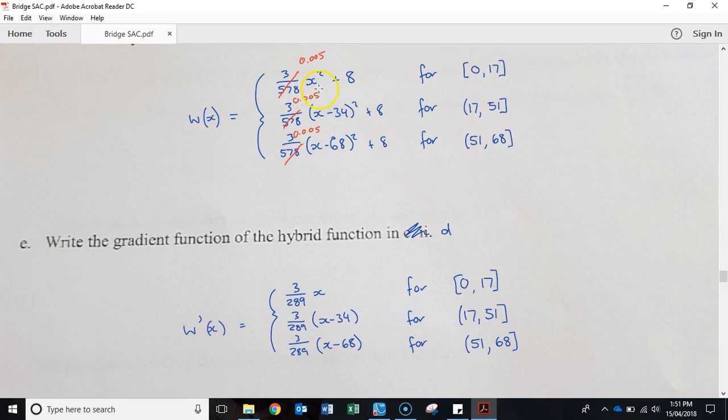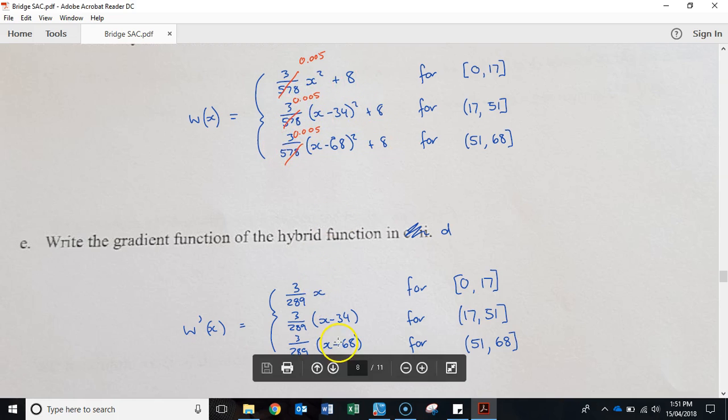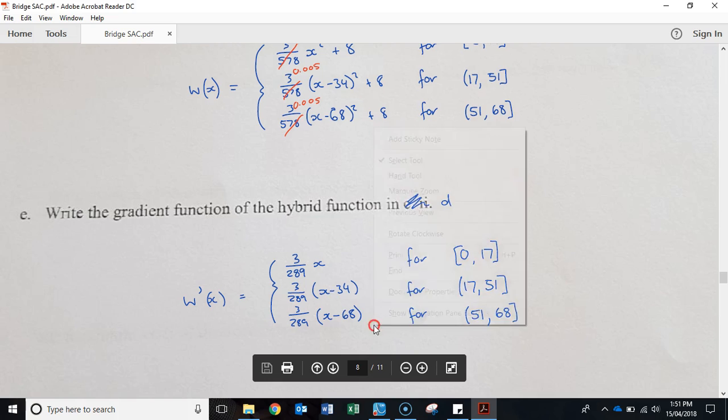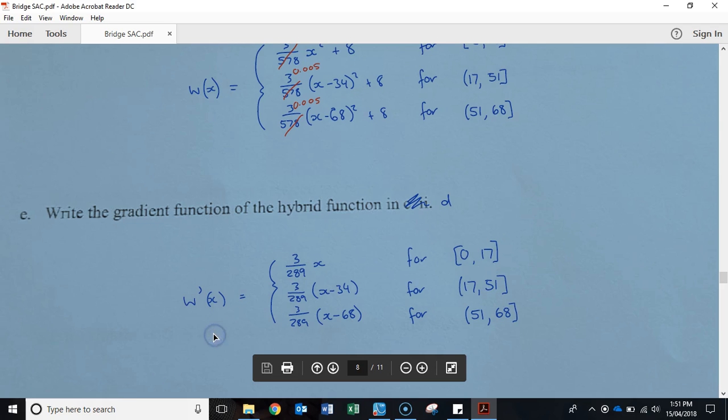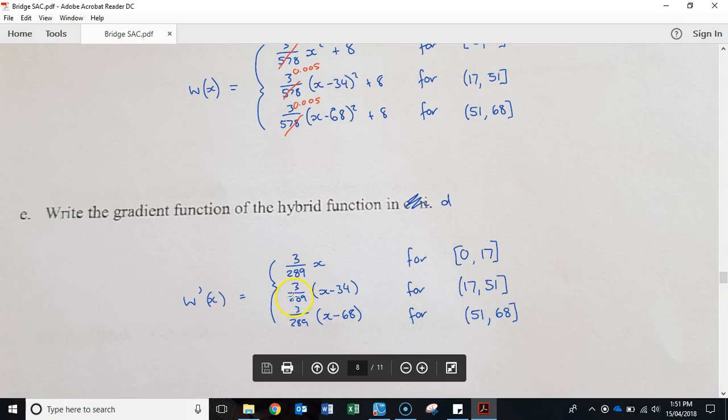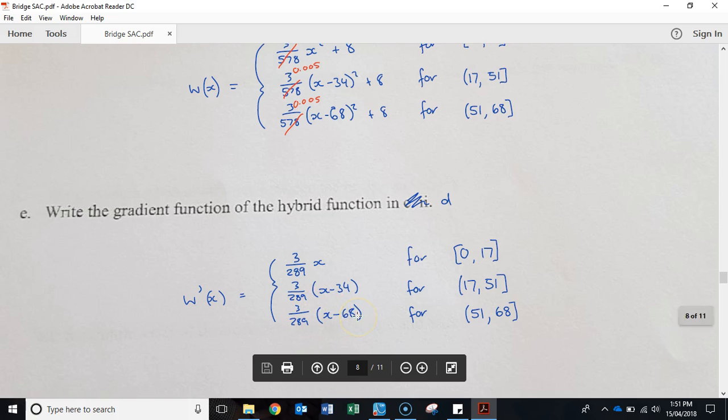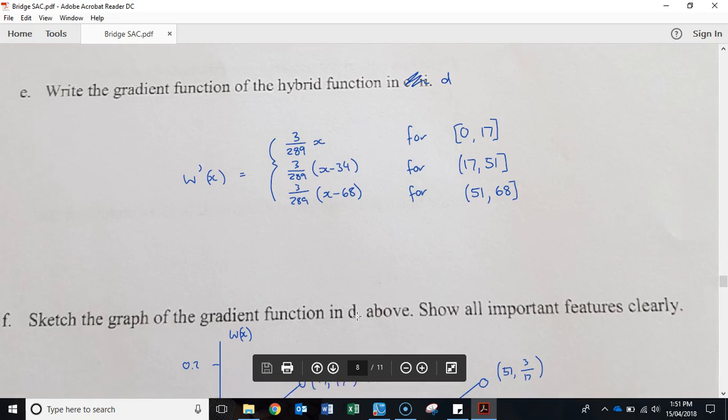So if you were to find the gradients of each section of our initial hybrid function, so just multiplying everything by 2, which brings us to 3 on 289 of x. For the last two portions, you should have used the chain rule so that you arrive at these two functions here: 3 on 289 times (x minus 34) and 3 on 289 times (x minus 68). And I've just left it like that. You could expand those brackets if you liked.